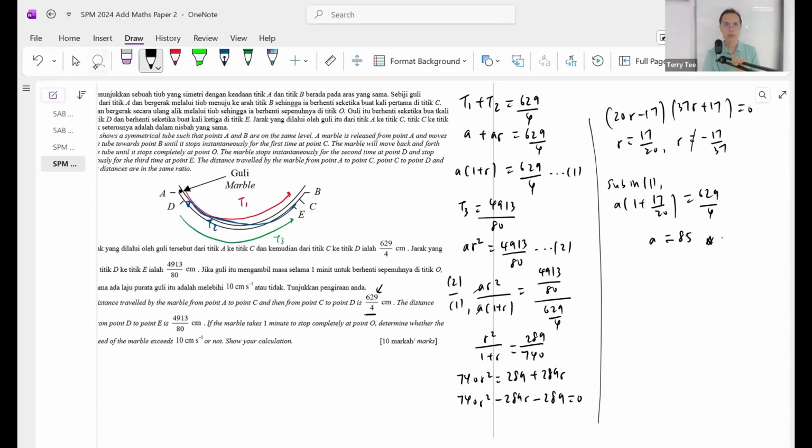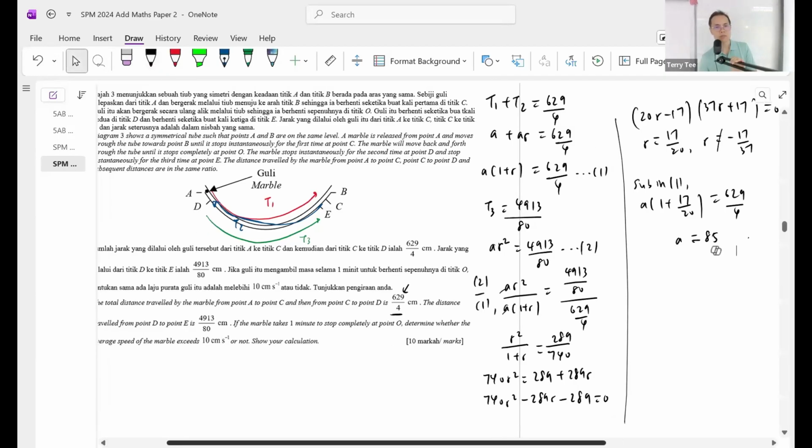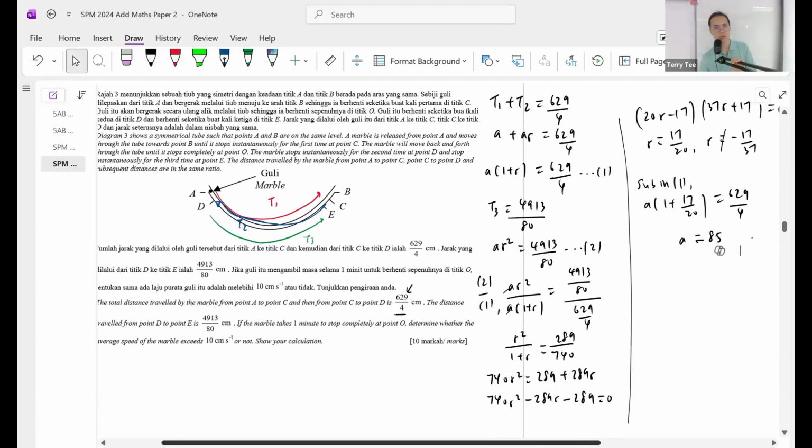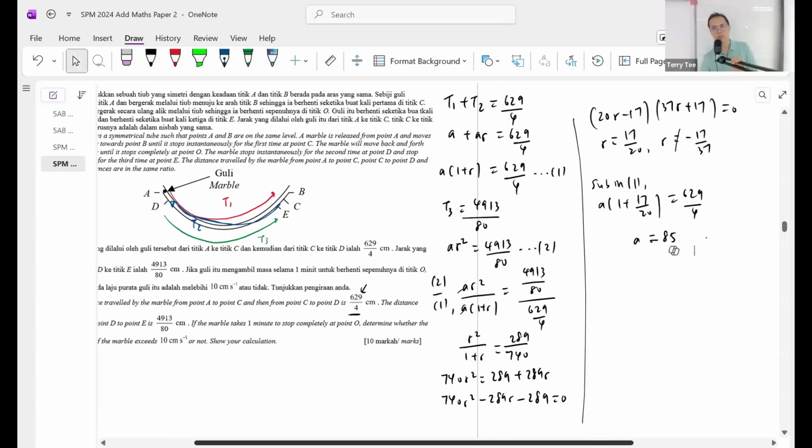So, okay, guys, we haven't even answered the question. The question says, if the marble takes 1 minute to stop completely, determine whether the average speed of the marble exceeds 10 cm per second or not. Show your calculation. Well, what is average speed? Average speed is total distance divided by total time.